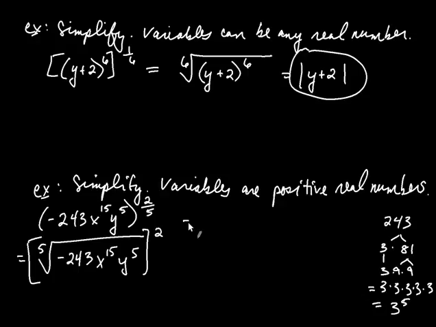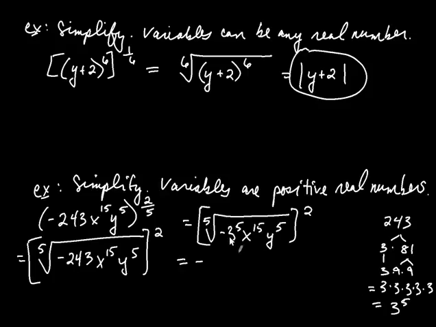Let's do it up here. So this becomes still the 5th root of negative, but now it's 3 to the 5th, and then x to the 15th, y to the 5th, and then the whole quantity still raised to the second power. And now I have the odd root of a negative quantity, and that gives me a negative. If this was even, like the square root or the 4th root or the 6th root, and there was a negative here, this would not have been a real number. But it's a negative when the index is odd, like it is here.